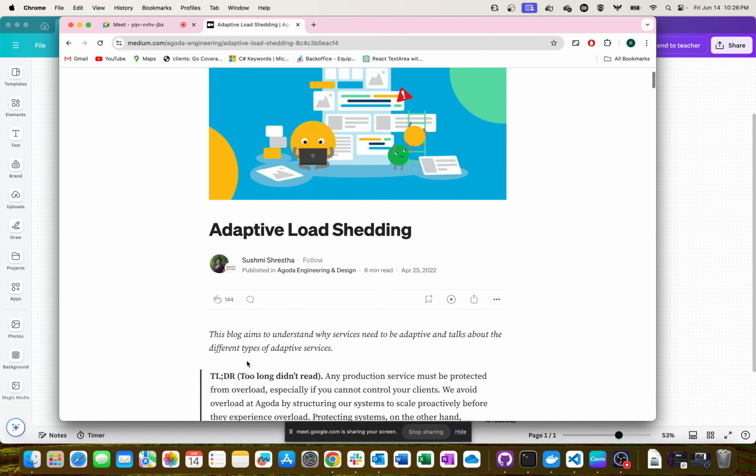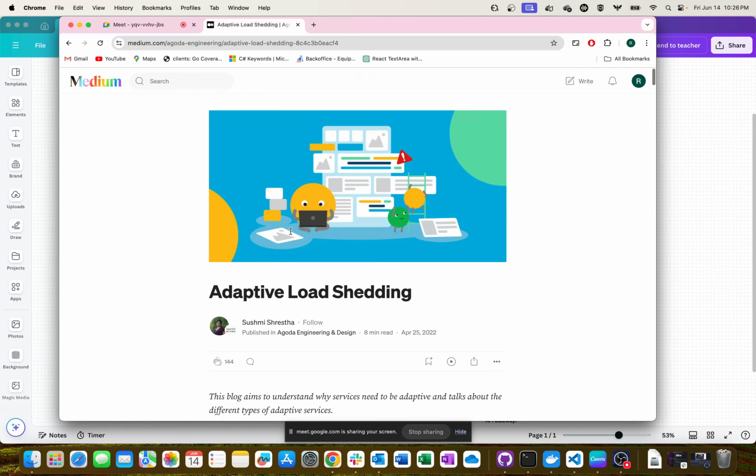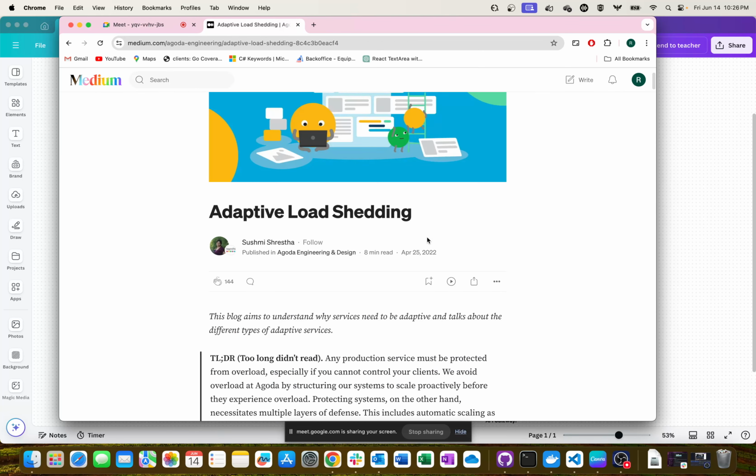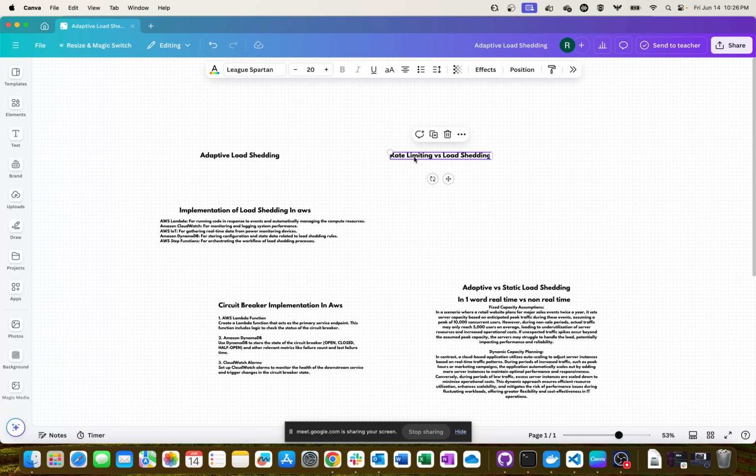So, any of you know what adaptive load shedding is in a distributed system? No, is it distributing load? No, what is load shedding? Okay, do you know what rate limiting is? Yes, when the user tries to hit the service continuously, we can rate limit it because it can be spam. Like API rate limiting. Yeah, that kind of a thing.